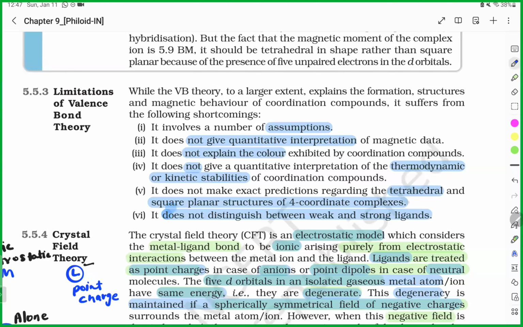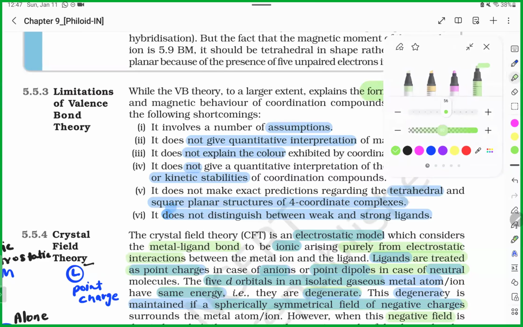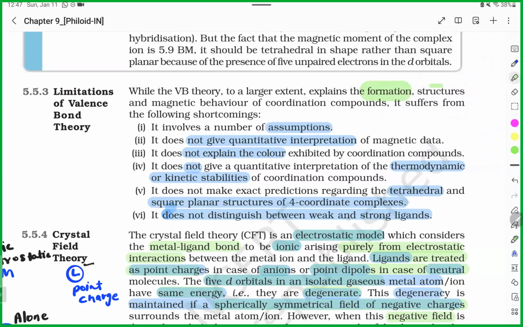So there are many benefits of this valence bond theory. It explains how compounds form. It explains how there are different structures, octahedral, tetrahedral. It explains the magnetic behavior, paramagnetic, diamagnetic, unpaired electrons. But a lot of assumptions we are having here.